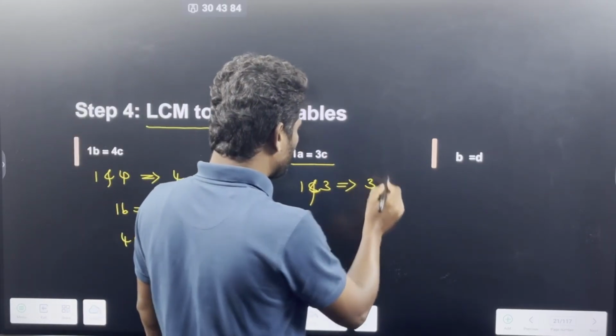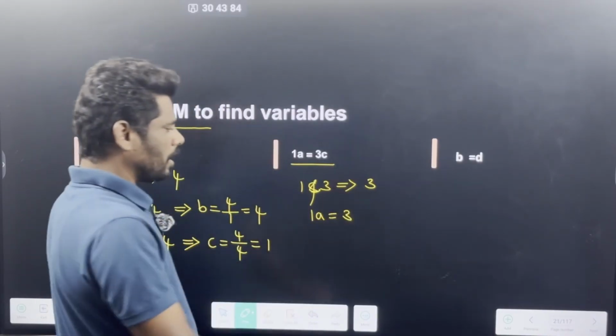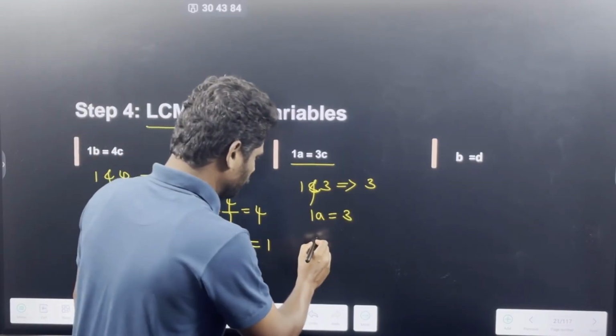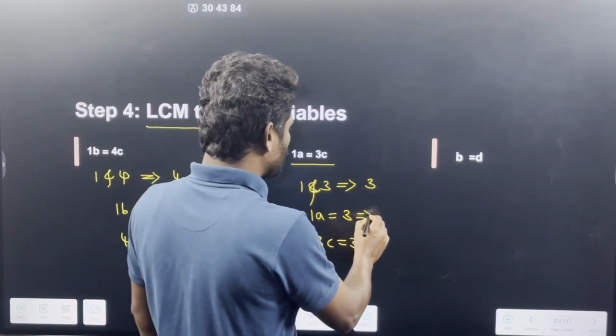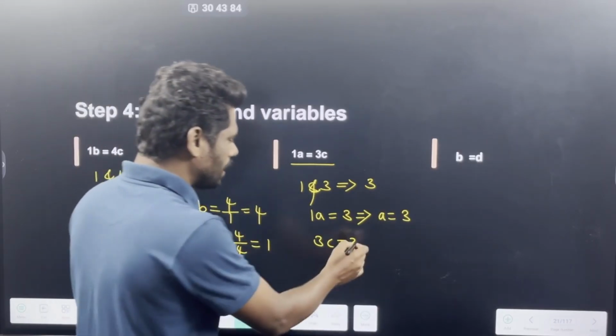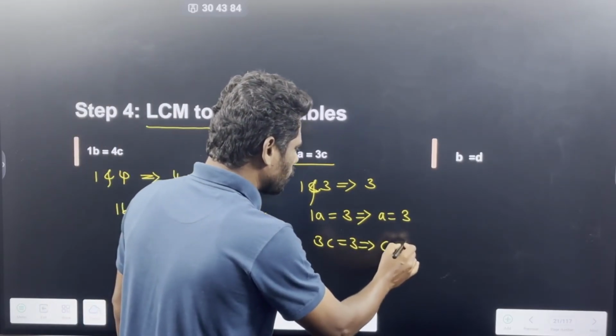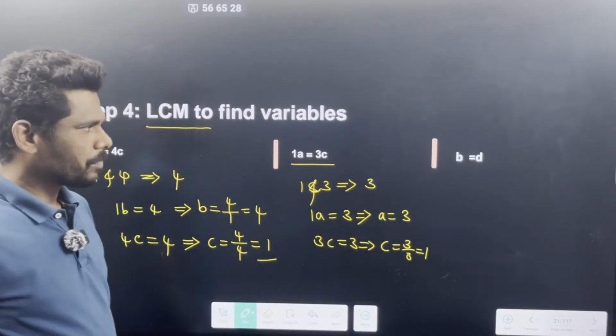LCM of these two numbers will be 3. Then we can write 1A is equal to 3, 3C is equal to 3. So from this also we can find the value of A as 3 by 1, that is 3. And C is equal to 3 by 3, which is equal to 1, as we got already.